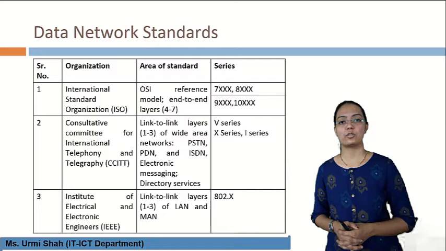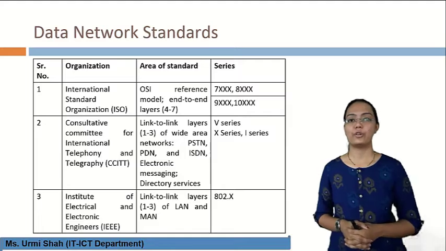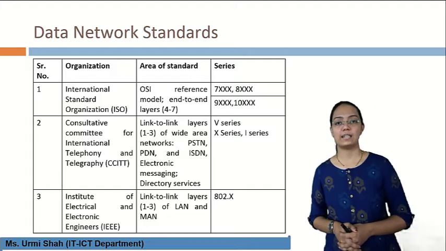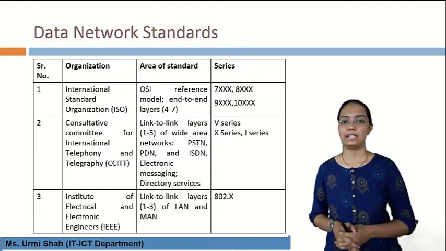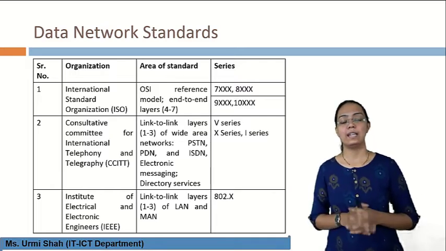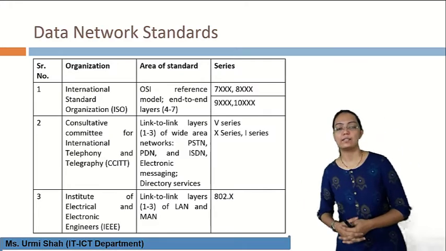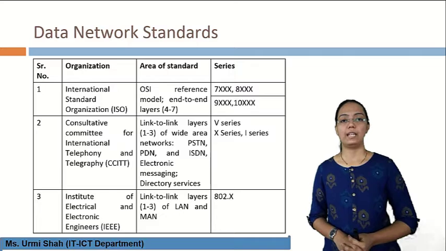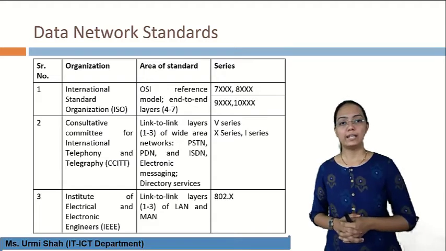The second organization in this category is the Consultative Committee for International Telephony and Telegraphy, that is CCITT. This word we have widely heard in terms of the signaling aspect, that the CCITT standard is the most preferred or widely used standard for the data network. It includes an area of standard covering link-to-link layers, that is layers 1 to 3 of wide area network.